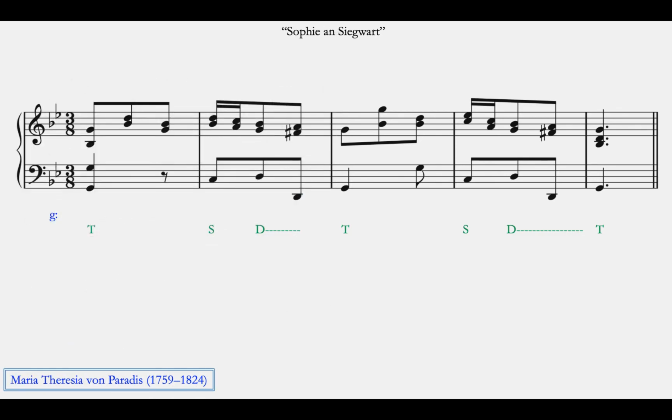So let's try some analysis of a passage that includes some cadential 6/4s. This is from Maria Teresa von Paradis. I've done a little bit of preliminary analysis by labeling the harmonic functions using a principle we learned last week, that when the bass goes 1, 4, 5, usually scale degree 1 in the bass is tonic, scale degree 4 in the bass is subdominant, and scale degree 5 in the bass is dominant. So I've sketched that in as a preliminary analysis. Let's listen to the passage, and then I'll encourage you to pause the video and think about the harmonies that express the functions that I've labeled in green.